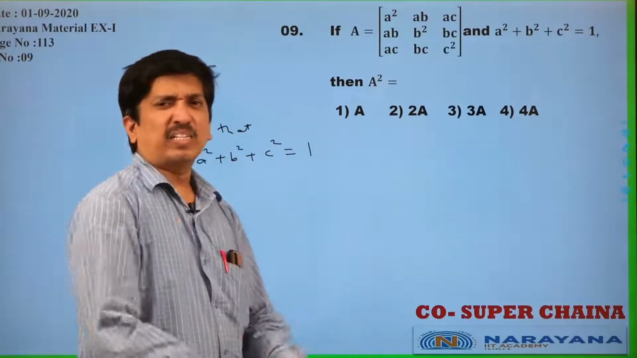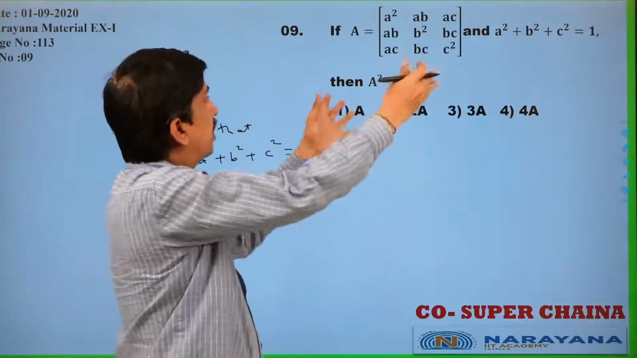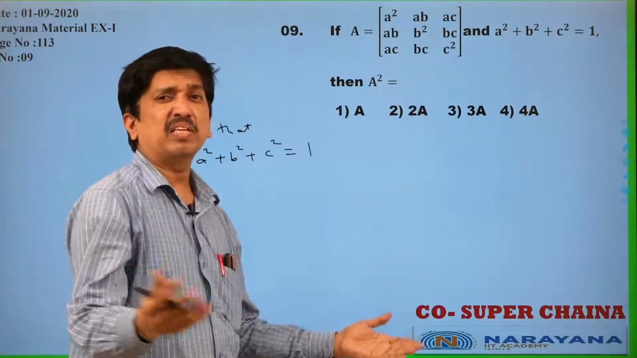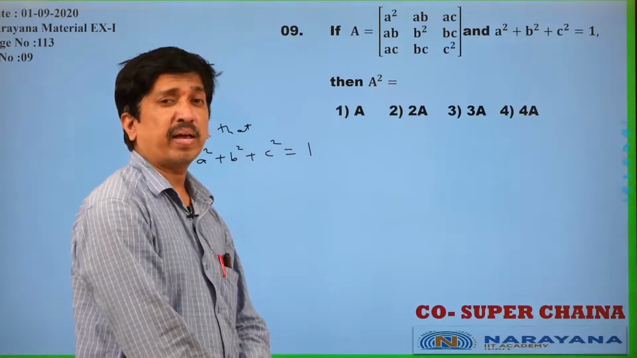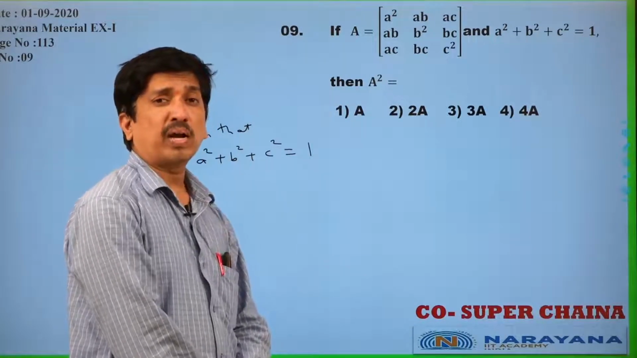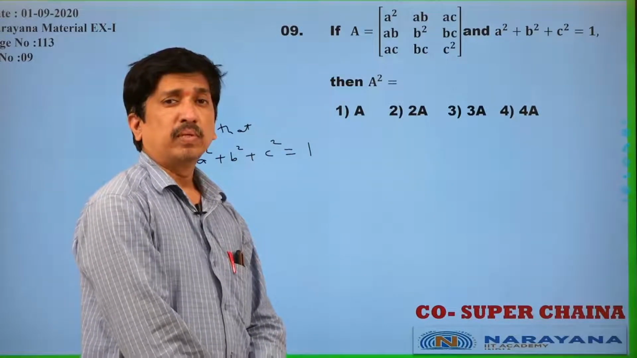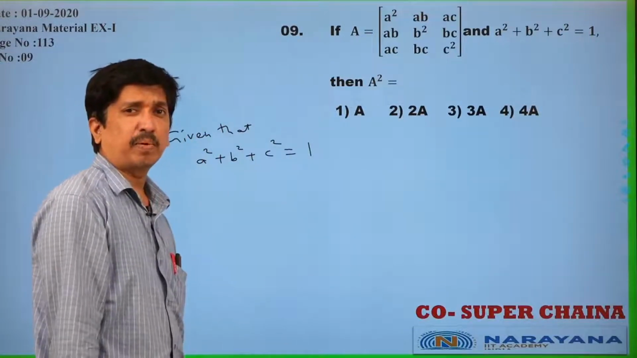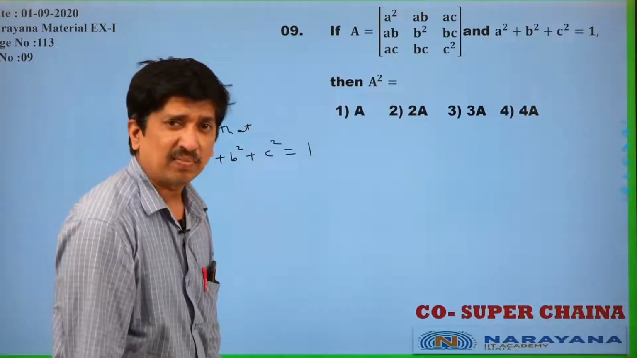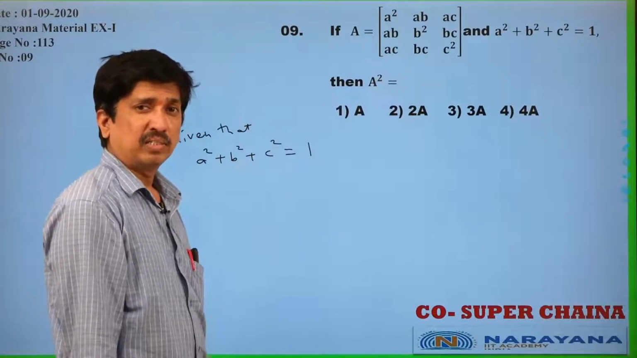Here I will use one shortcut. Why? Because if you multiply A into A, you will get a very lengthy calculation. Wherever you get a² + b² + c², that is 1 and you have to substitute it, and after that solve the problem. So we use a shortcut method, by which you can easily solve the problem. Without loss of generality, you can take that shortcut.